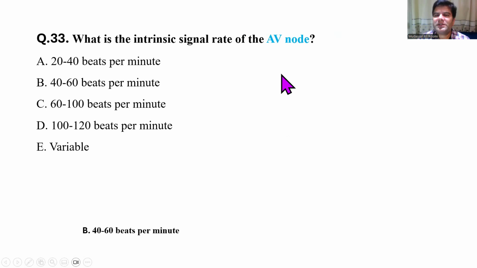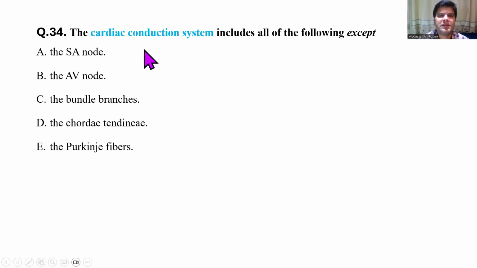So the second potential pacemaker of the heart after the SA node is the AV node. Next question: the cardiac conduction system includes all of the following except: A, the SA node; B, AV node; C, the bundle branches; D, the chordae; and E, the Purkinje fibers. The answer is chordae. So chordae are not part of the cardiac conduction system. All others are part of the cardiac conduction system.